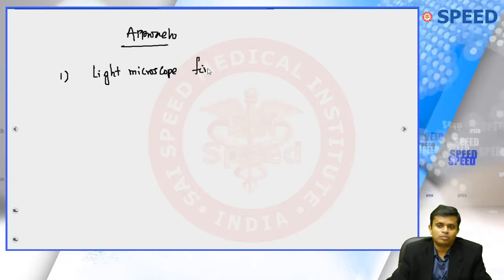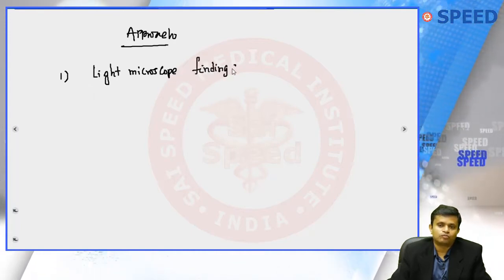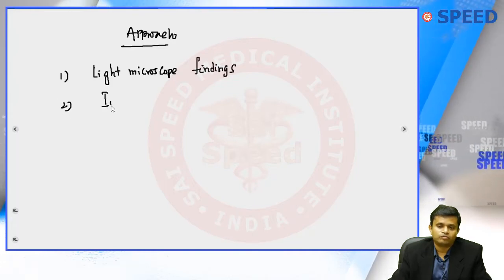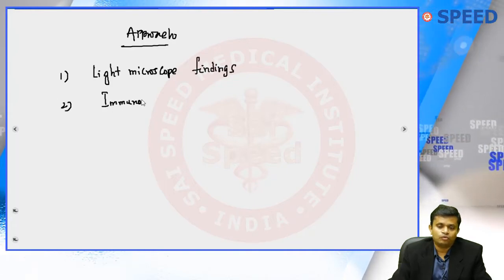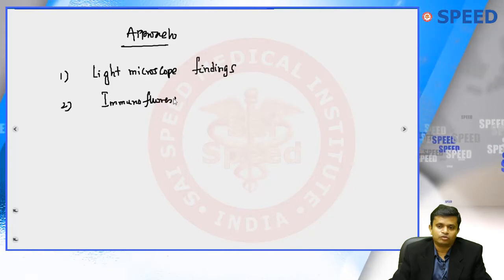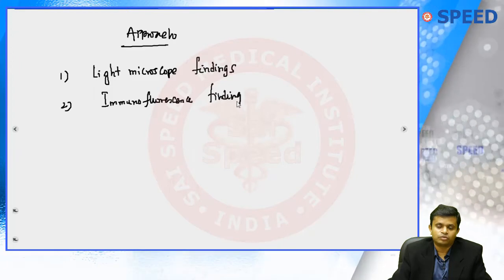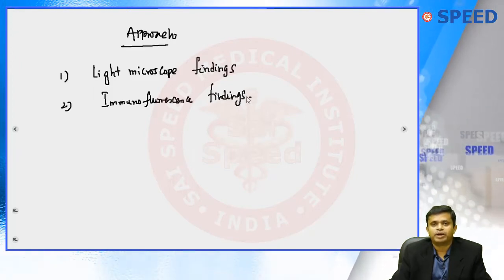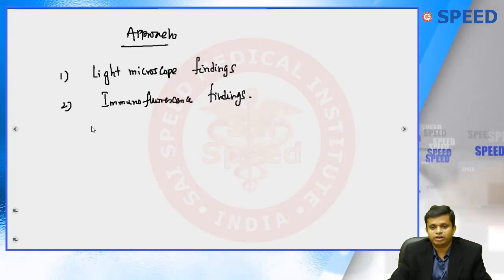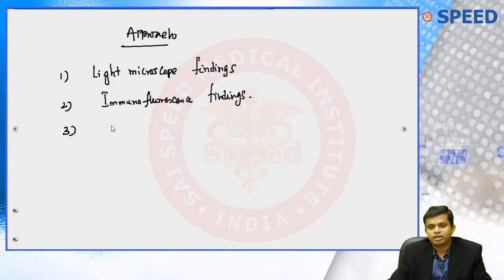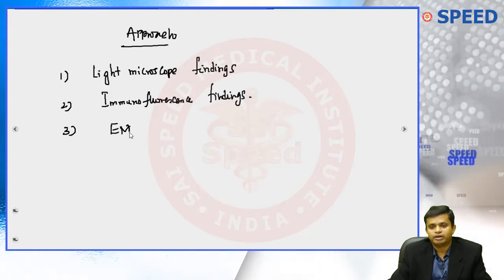Now, what is the first important thing is we should be familiar with light microscope findings. For any glomerular disease, you should know about light microscope findings. Second one, you should know about immunofluorescence findings. That's the second important thing they ask you. Is it IgG positive, IgM positive, IgA? So that is something you should be familiar with. Third thing, you should be familiar with electron microscope findings.